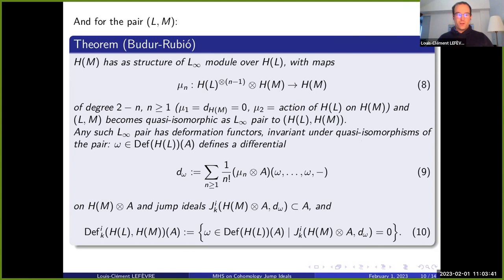And you can write your deformation functor in terms of the cohomology. Again, at the price of working with more complicated combinatorics, you can write your deformation functor in the cohomology of L and M, as a subset of the deformation functor for the cohomology of M, and take a Maurer-Cartan element in the previous sense. This defines the differential of M. Well, I don't want to go into more details. This gives complicated combinatorics, but you show that you can write the deformation functor in the cohomology of L and M, as finite dimensional analytic functors.